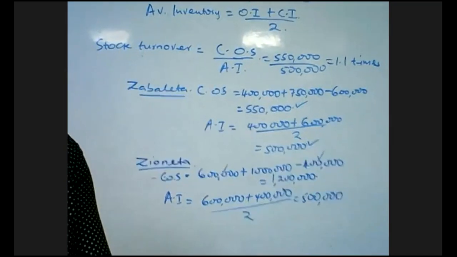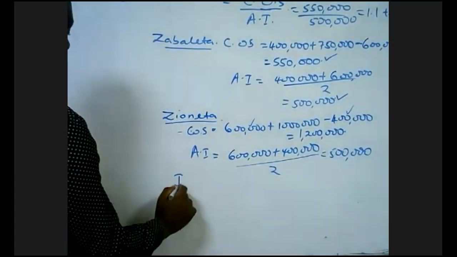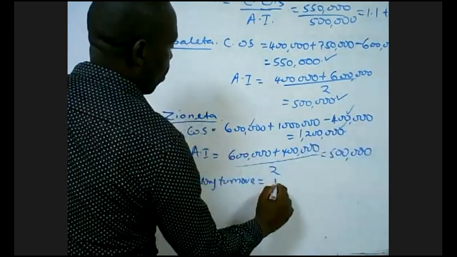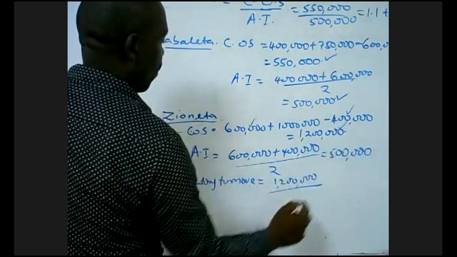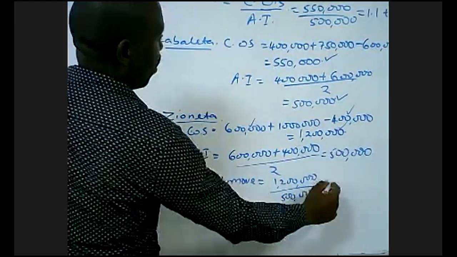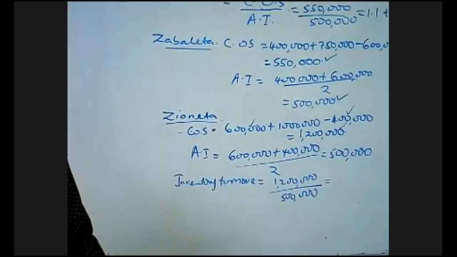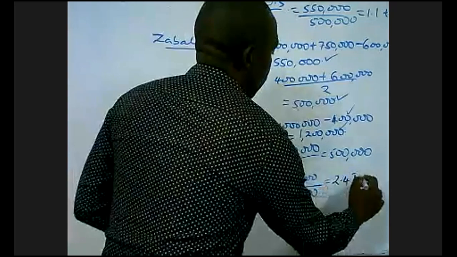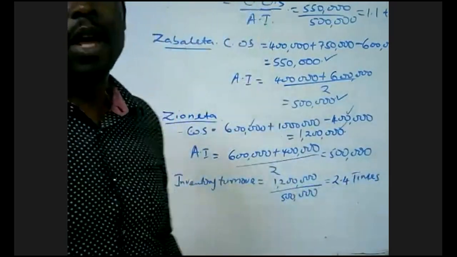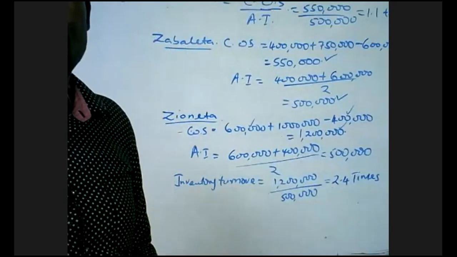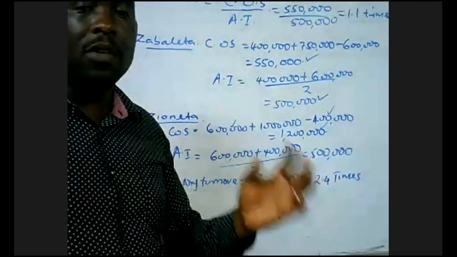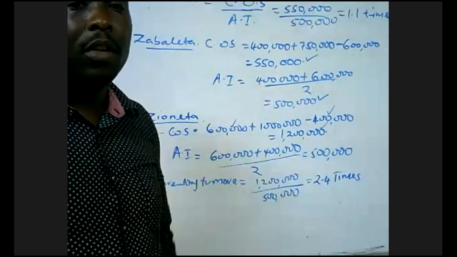So to get inventory turnover, to get the cost of sales, 1,200,000 divided by the average inventory 500,000. How many times are we converting our inventory into sales? 2.4 times. That is all about part 1. Just understand how to get cost of sales, understand how to get the average. That's all.